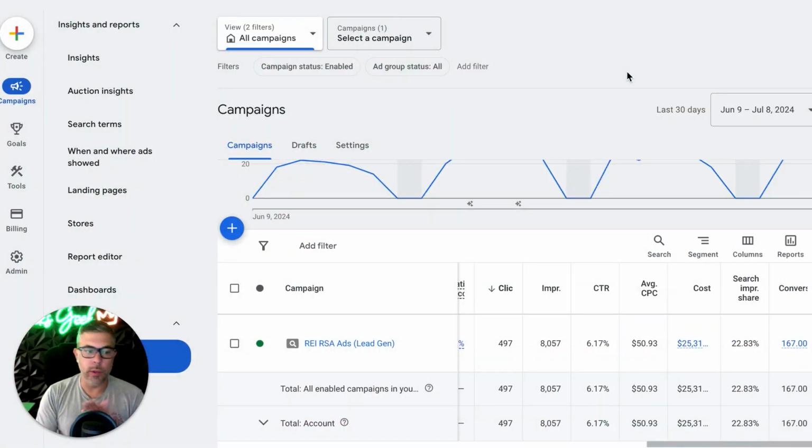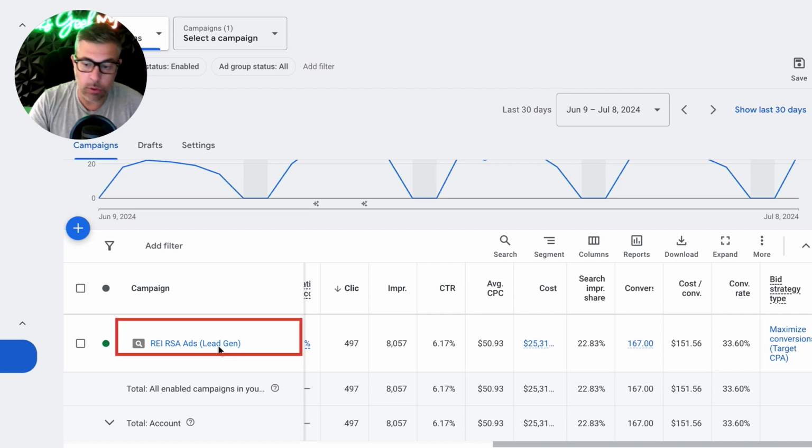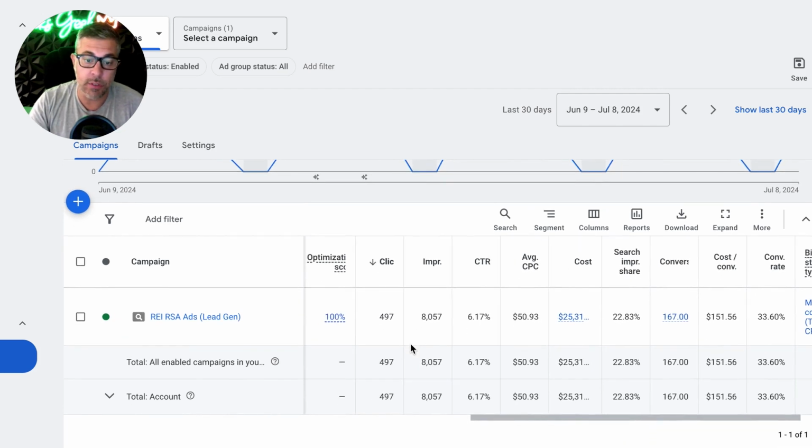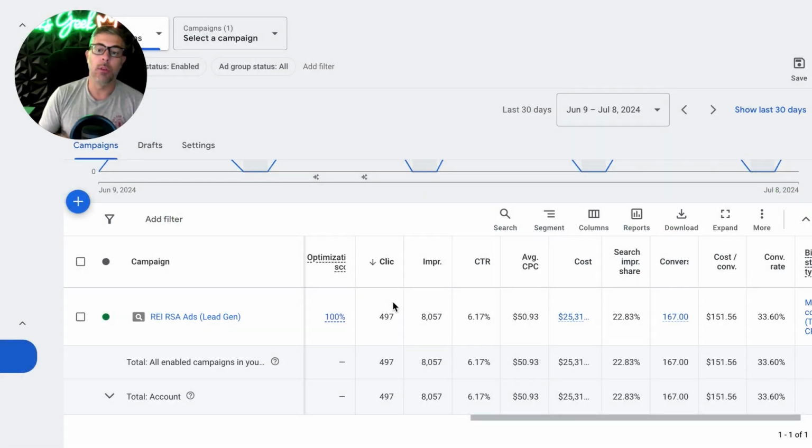All right. So we are inside the client's Google Ads dashboard. We're looking at the last 30 days of data, which is June 9th to July 8th, 2024. Now, again, this is our real estate investor Google Ads campaign. And these guys have a huge budget of like $1,200 a day. You don't need a budget that big to be successful with Google Ads. You do need, and I'm going to even up it right now, at minimum $250 a day budget, 5 days a week to make Google Ads work successfully for you and get leads in a decent volume.